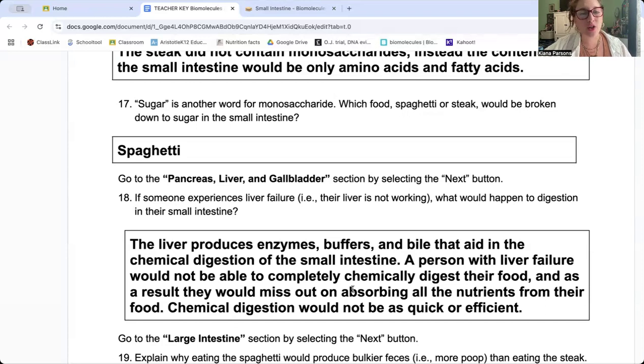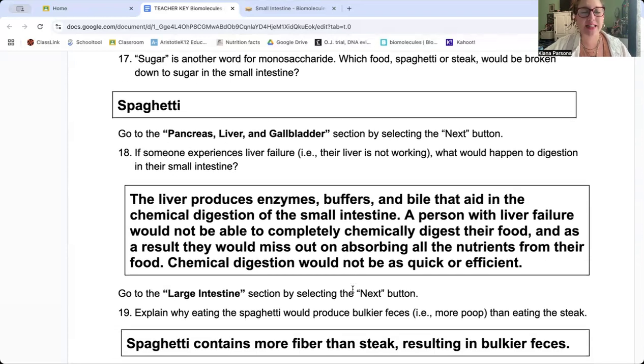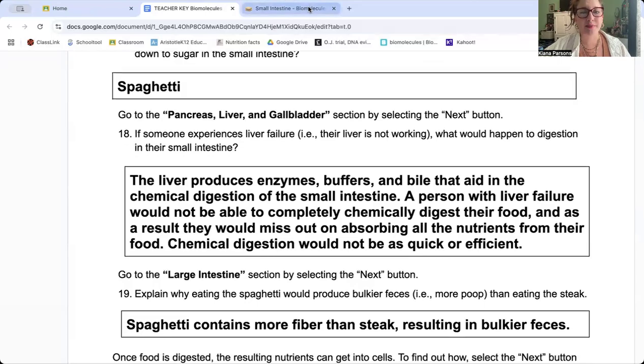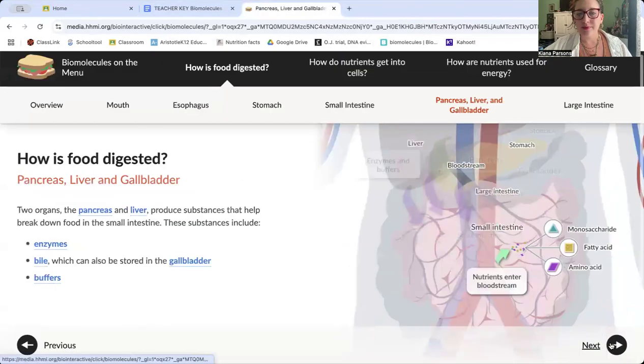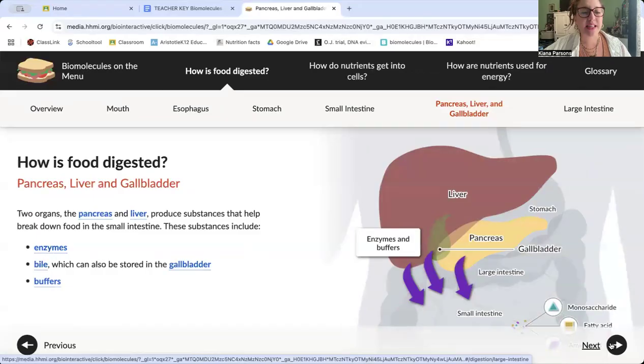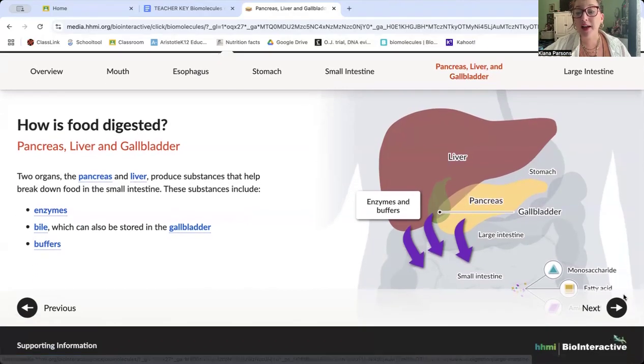All right, now we're on to the accessory organs: the pancreas, the liver, and the gallbladder. So, how is food digested? Two organs, the pancreas and the liver, produce substances that help break down food in the small intestine. These substances include enzymes, bile, which can be stored in the gallbladder, and buffers. So these enzymes, buffers, and bile move to the small intestine and help in the breakdown of food. They assist in chemical digestion.